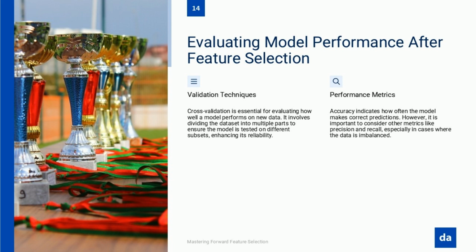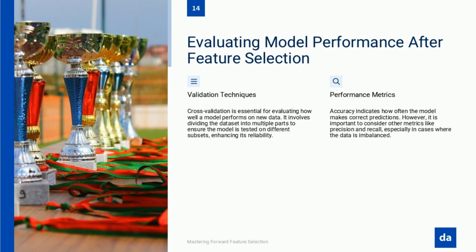You wouldn't buy a car without test driving it, and you definitely shouldn't trust a machine learning model without putting it through validation. So now that we've selected our features, it's time to evaluate whether they actually improve performance. First up, accuracy. It's the easiest metric to understand. It tells us what percentage of predictions were correct.